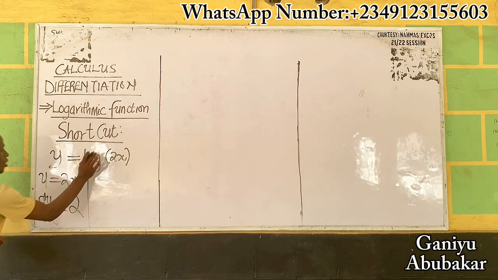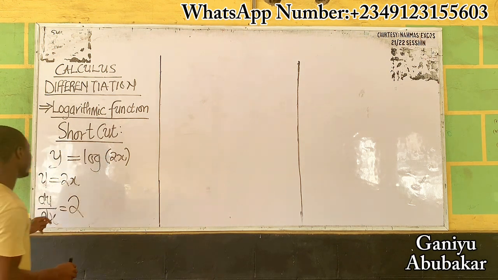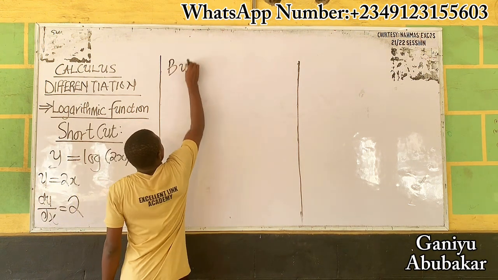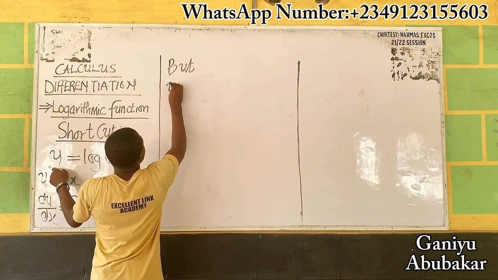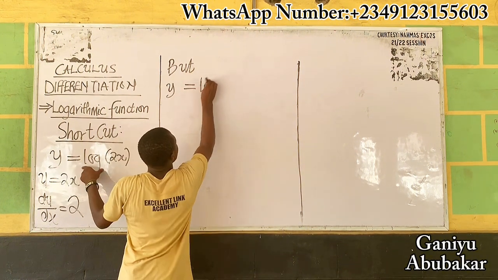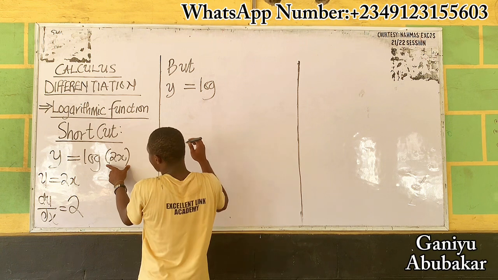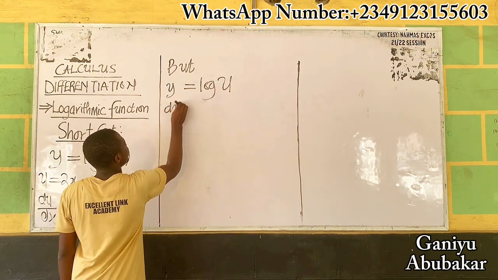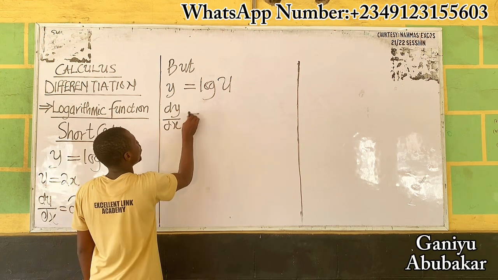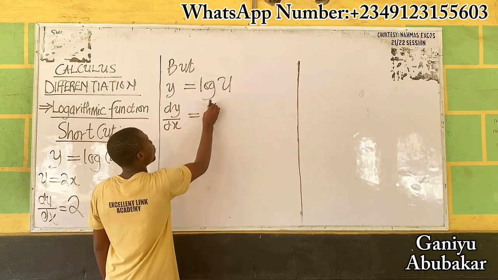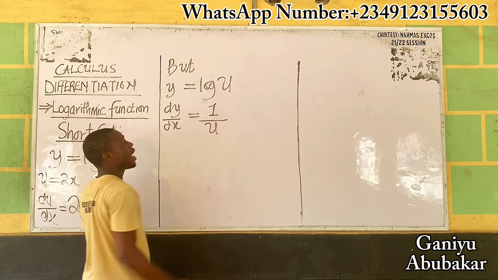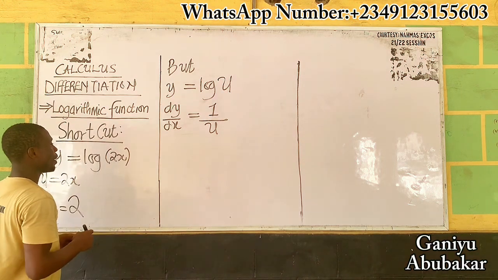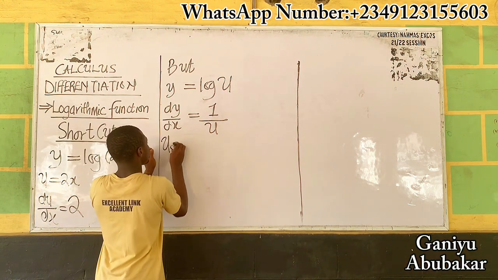Next, y is equal to log what? This 2x is now u, so log u. So I'm saying that dy over du will be equal to, log u gives 1 over u. I expect you should know how I got to this by now. Let's stop here and use the chain rule.